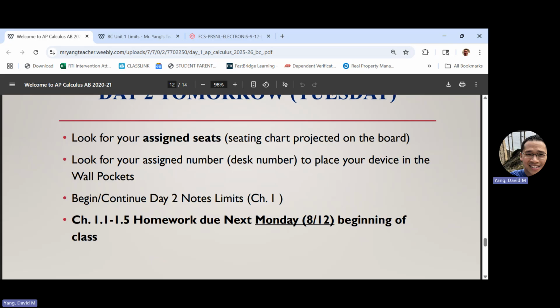So tomorrow when you come in, you're going to look for your assigned seats. Once you find your assigned seats, then you can put your phone up on the wall, and also just a reminder, no earphones, and that you don't have a smartwatch.